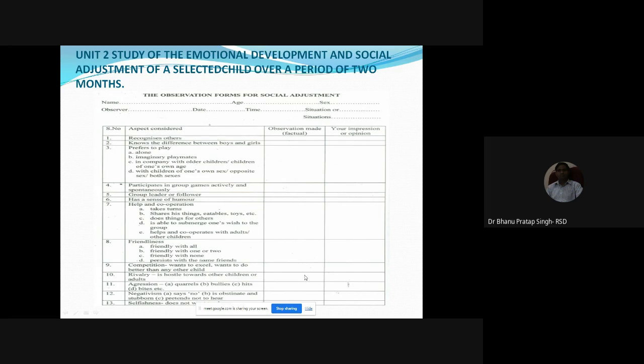So these are some parameters. There are 13 parameters. First is recognize others, know the difference between boys and girls, prefer to play alone or with friends or imaginary playmates or with children, one or two, of opposite genders. So these are the situations and write your factual observation.